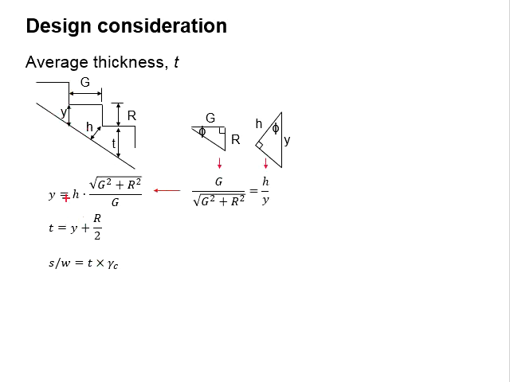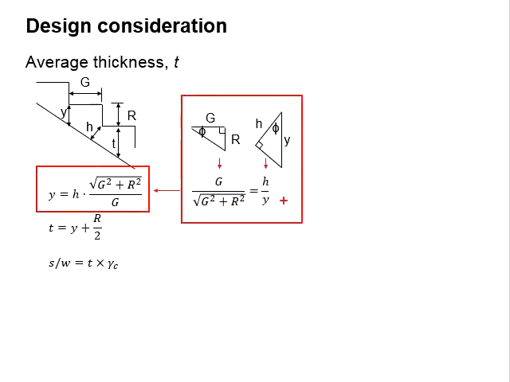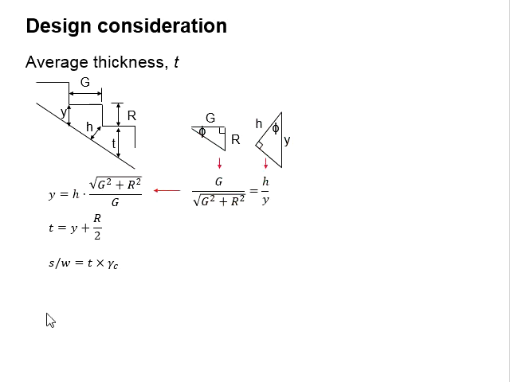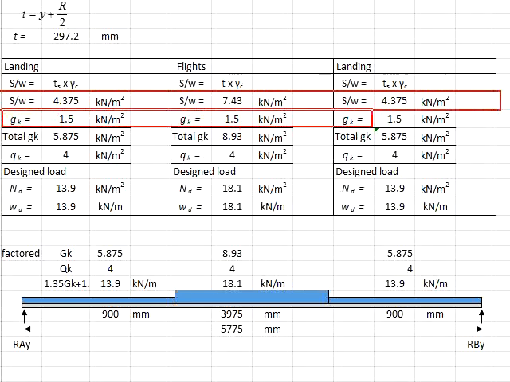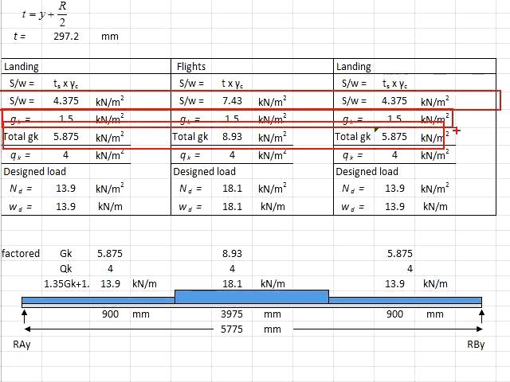The y is calculated from the formula here, as computed from the trigonometry relationships. The average thickness here will be defined by the y plus half height of the riser, and then the self-weight will be calculated by multiplying with the unit weight of the concrete. This self-weight is later to be added up with the GK, and then the total GK will be produced.